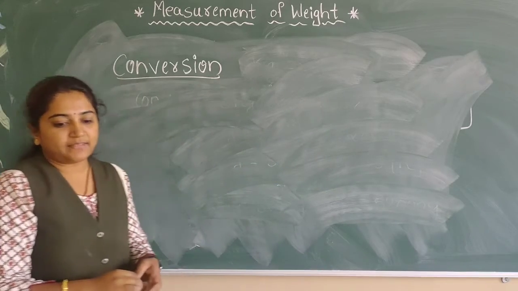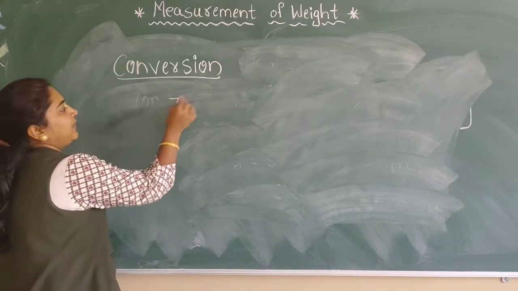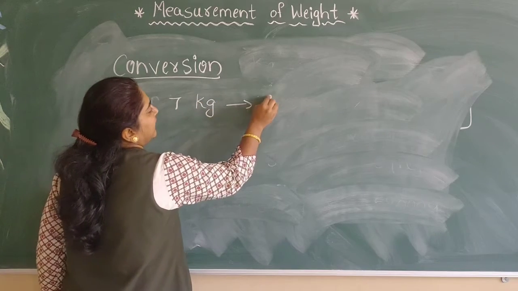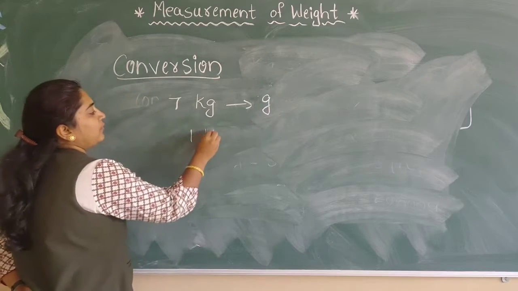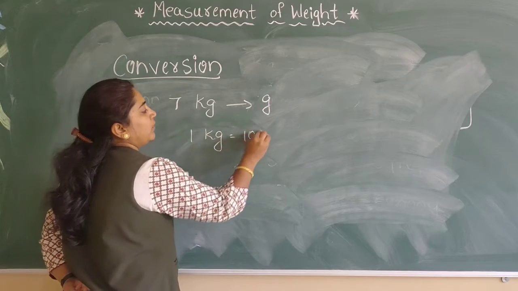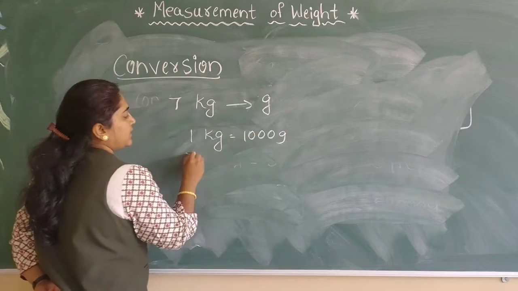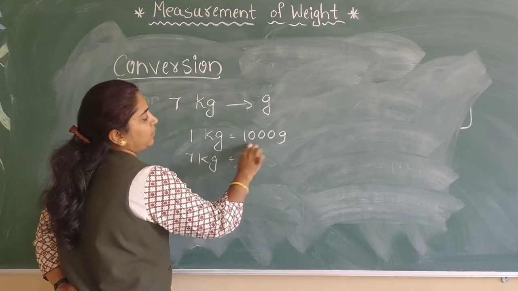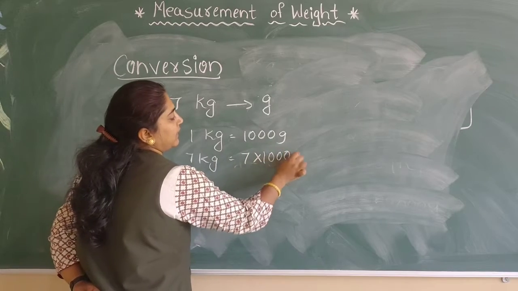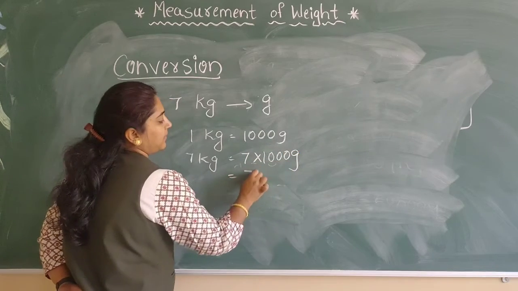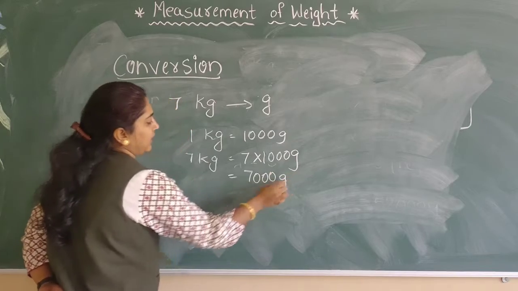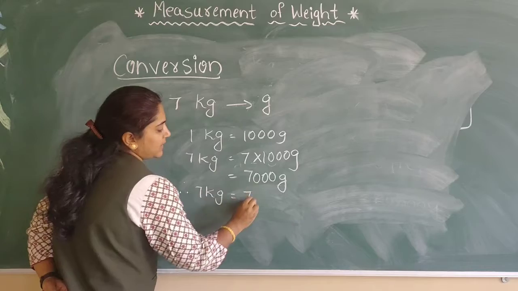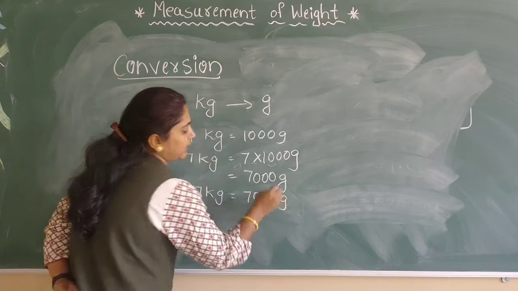One more example. Convert 7 kg. I want to know how much 7 kg is in gram. What to do? 1 kg is equal to what? 1000 gram. Similarly, 7 kg is equal to 7 into 1000 gram, that is nothing but 7000 gram. Therefore, 7 kg is equal to 7000 gram.